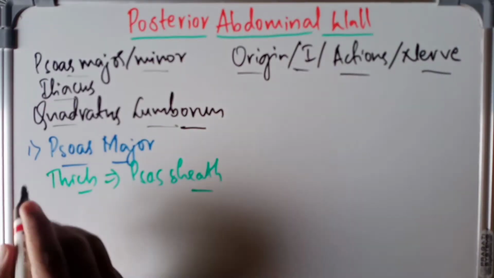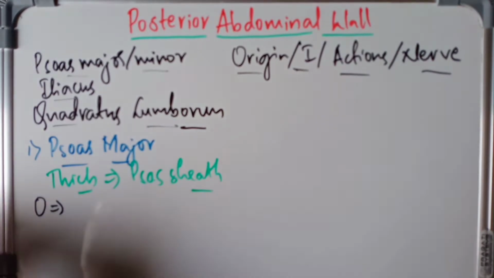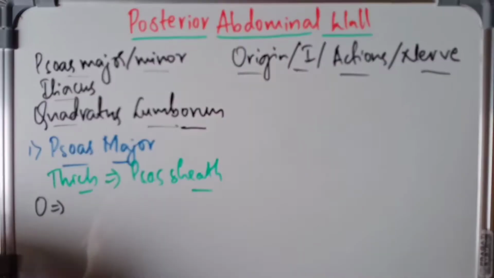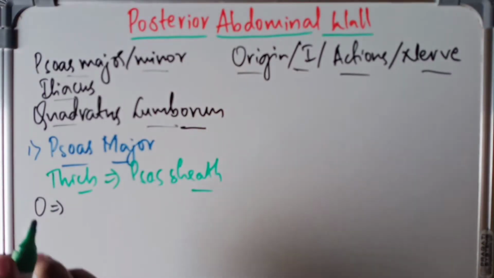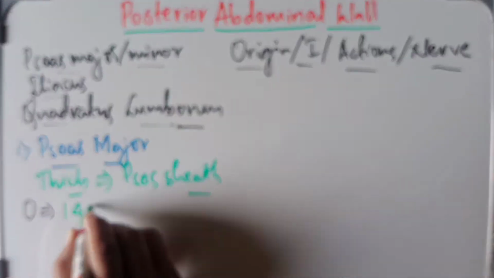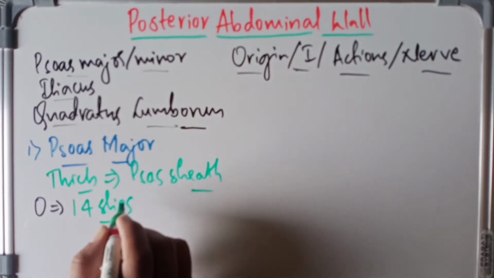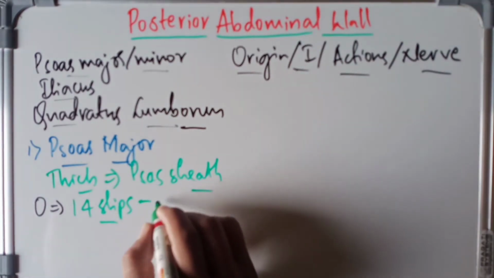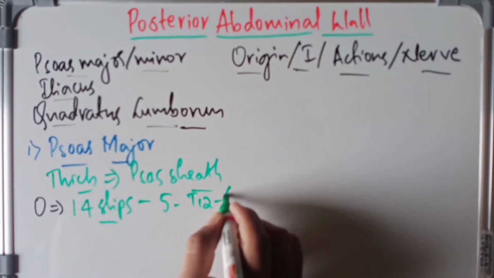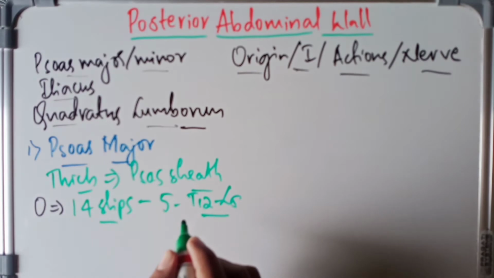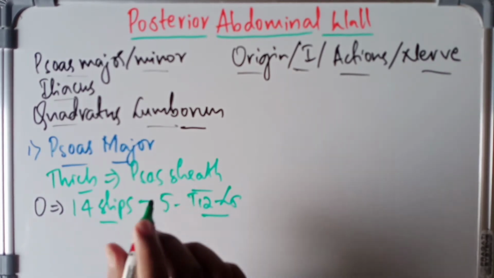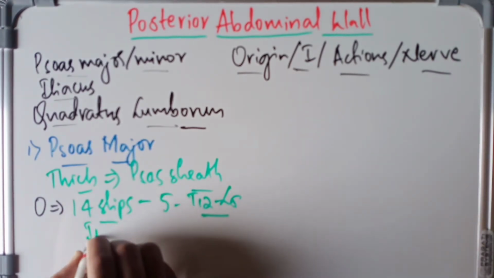So coming to the origin part, I am describing origin as O. So origin of the psoas major muscle is it basically arises from 14 slips that you need to remember. In those 14 slips, the first 5 slips will originate from the T12 to L5 vertebra, and these first 5 slips are arising from the intervertebral discs.